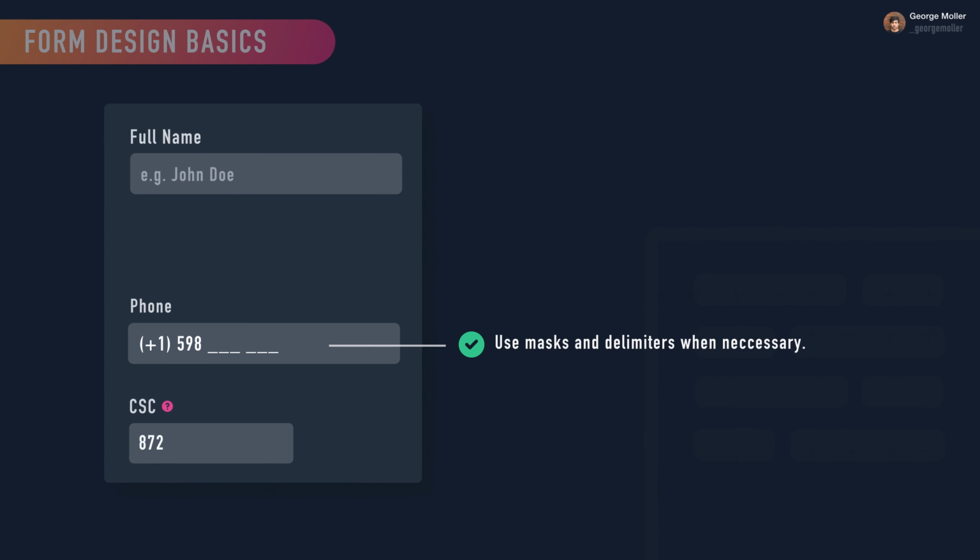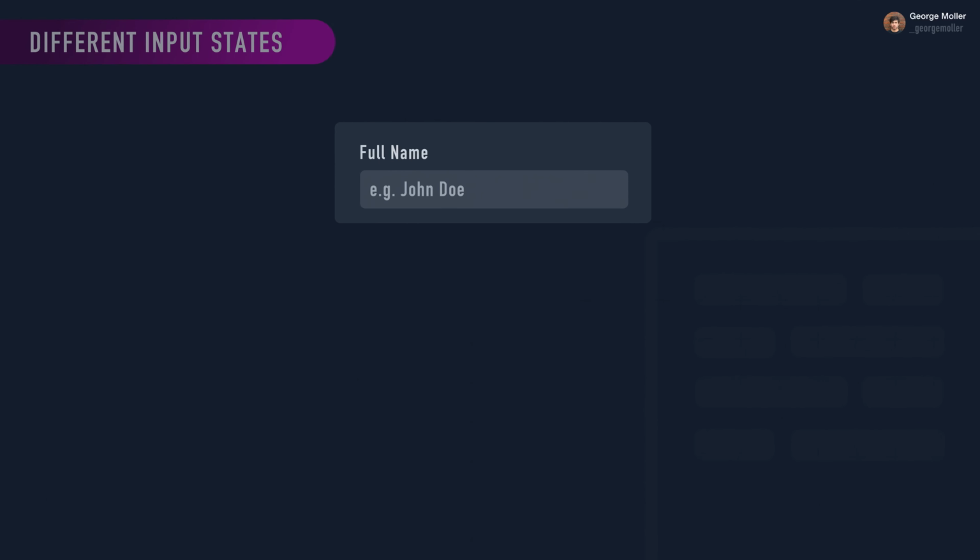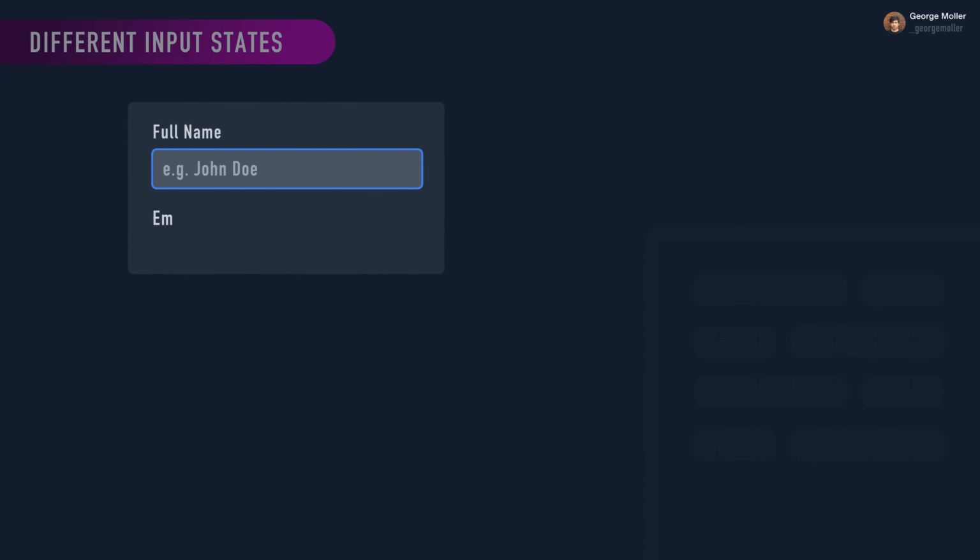Avoid using abbreviations when possible, and if you must use it, consider adding a helper text right next to it showing the full name. Also, make sure you size the fields accordingly. When it comes to the different states an input can have, always show at least the default focus state.